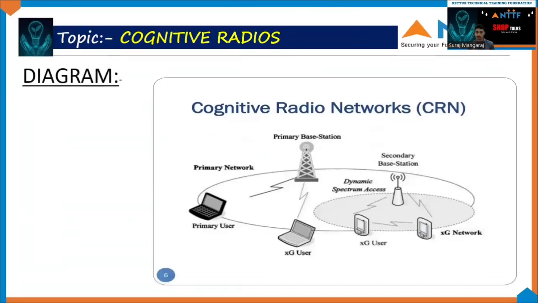This is a diagram of cognitive radios. First, the primary base station, after that the primary network, after that the user gets the network. Then the secondary base station. In the secondary base station, the user gets the network directly.